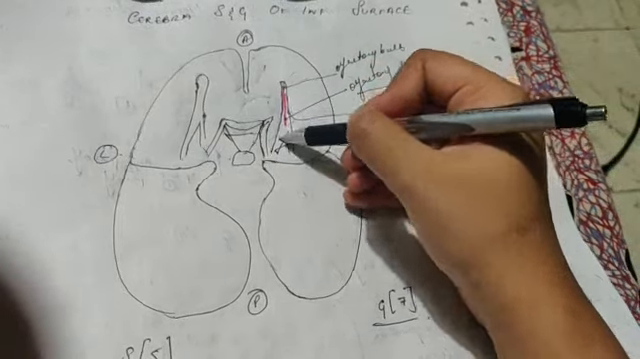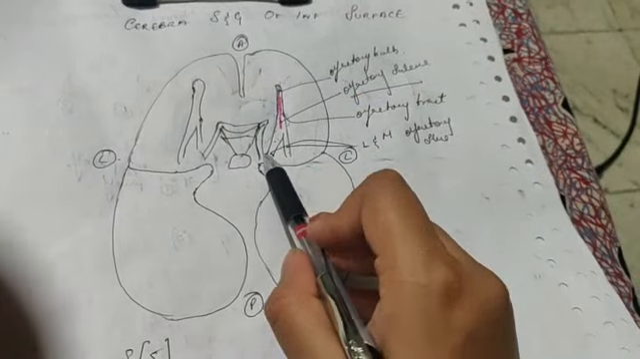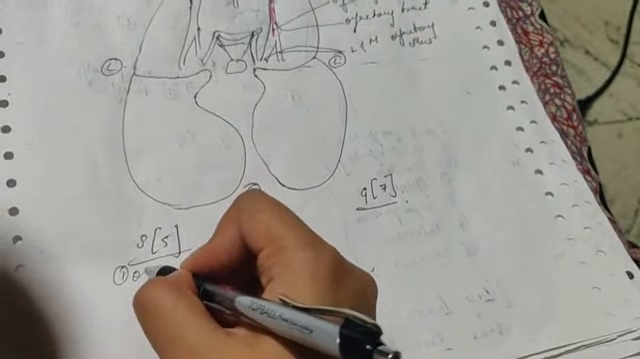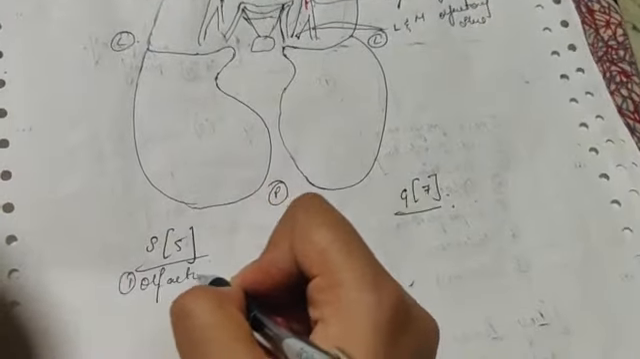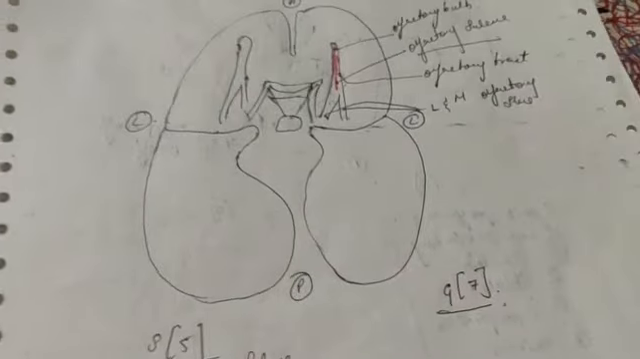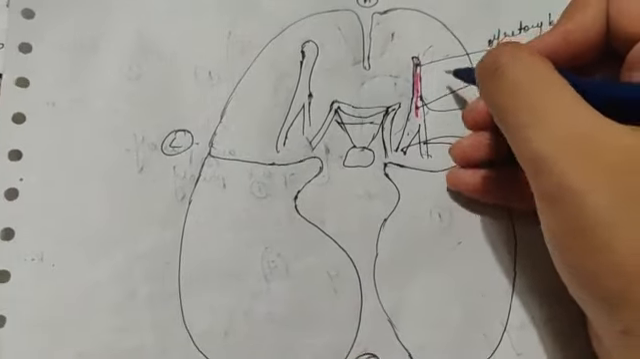So this part has three parts: olfactory bulb, olfactory tract, and lateral and medial olfactory stria, and inside that we have our olfactory sulcus. So that's our first sulcus, the olfactory sulcus.